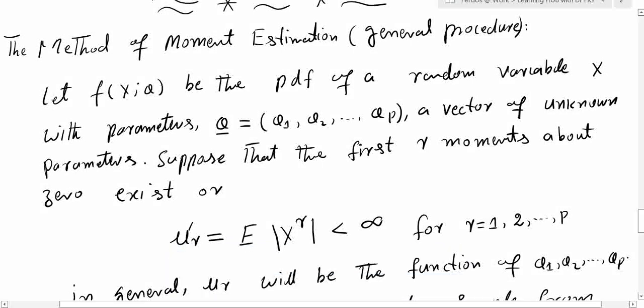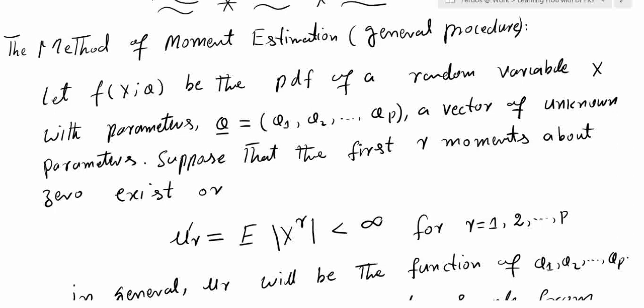Hello guys, in this video tutorial I would like to explain the estimate of the unknown parameter of a distribution by using the method of moments. Method of moments is one of the methods which can be used to estimate the unknown parameter of a probability distribution. This video will have a general procedure, and then in the coming videos, I will discuss some specific distributions like binomial, Poisson, negative binomial, etc.